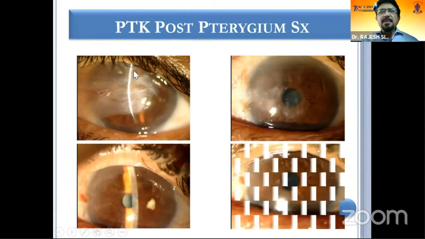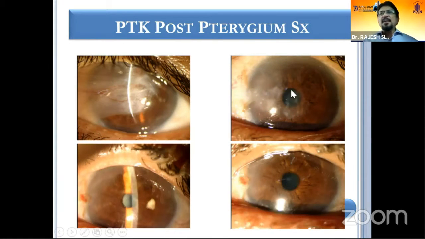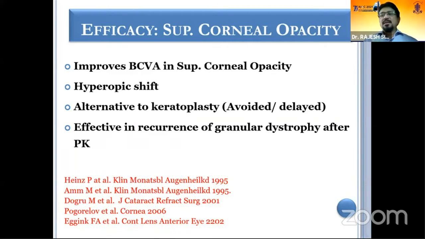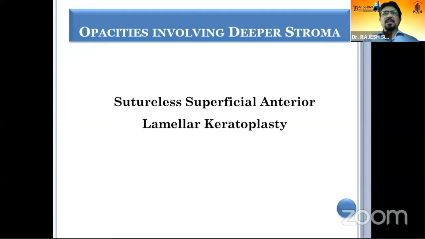A case of a pterygium involving the visual axis. After pterygium surgery, this was the scar left. So PTK was done and you can see the cornea cleared up completely. So it is really helpful in deferring anterior laminar keratoplasty, thereby saving one tissue that can be utilized for any other case. So these are some of the studies. There are many more studies which have shown that PTK is quite useful in superficial corneal opacity.